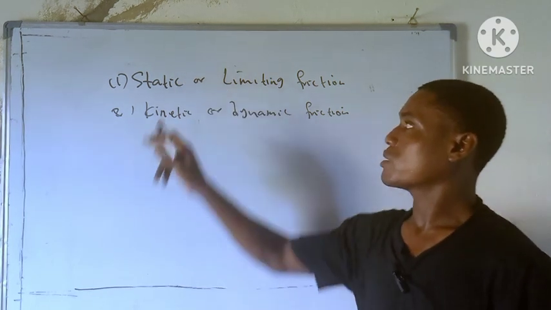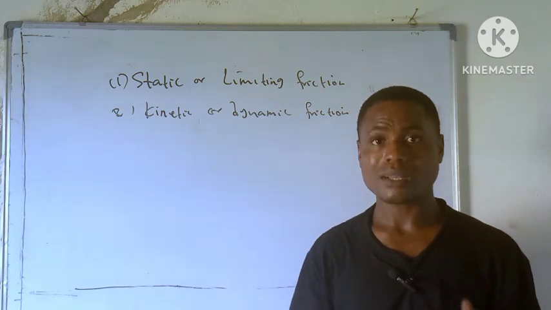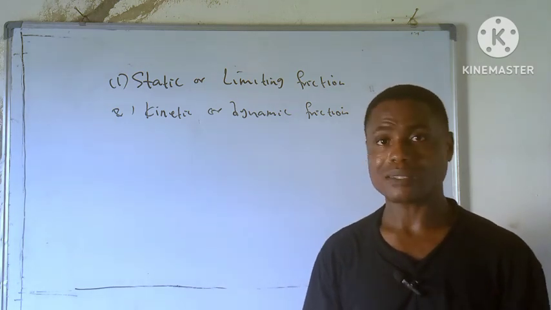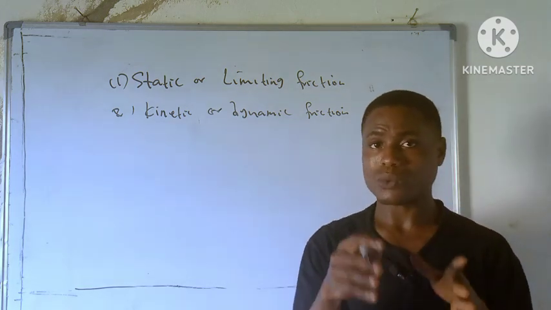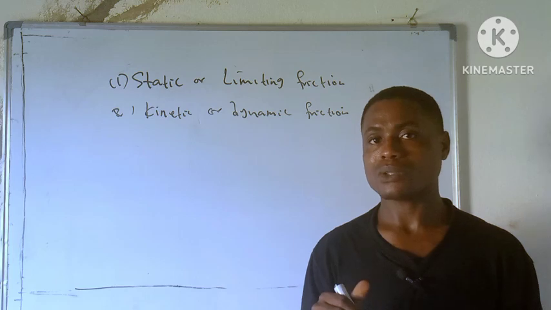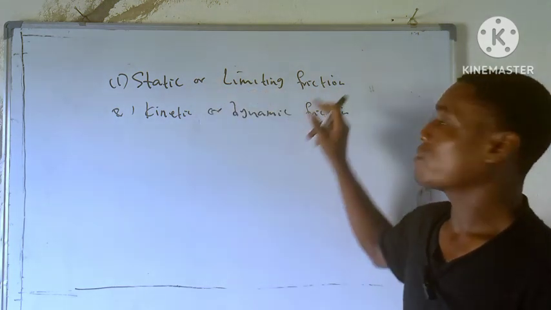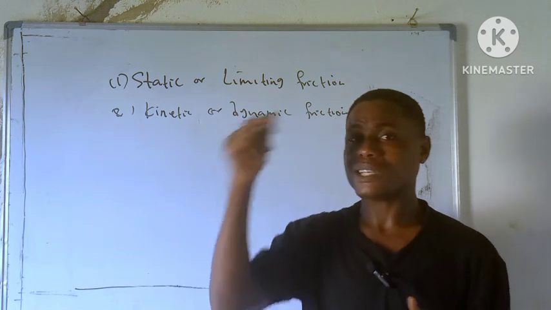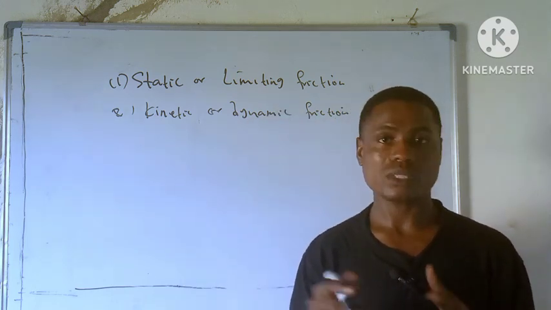In the aspect of static friction, the car is in one place. The car has not started moving. Are you getting it? Now, that force that you must overcome before that car will start moving, that is the static or limiting friction we are talking about. And the force you must apply to overcome this static frictional force must be greater than it. If not, the car will not move. That is what it's saying.